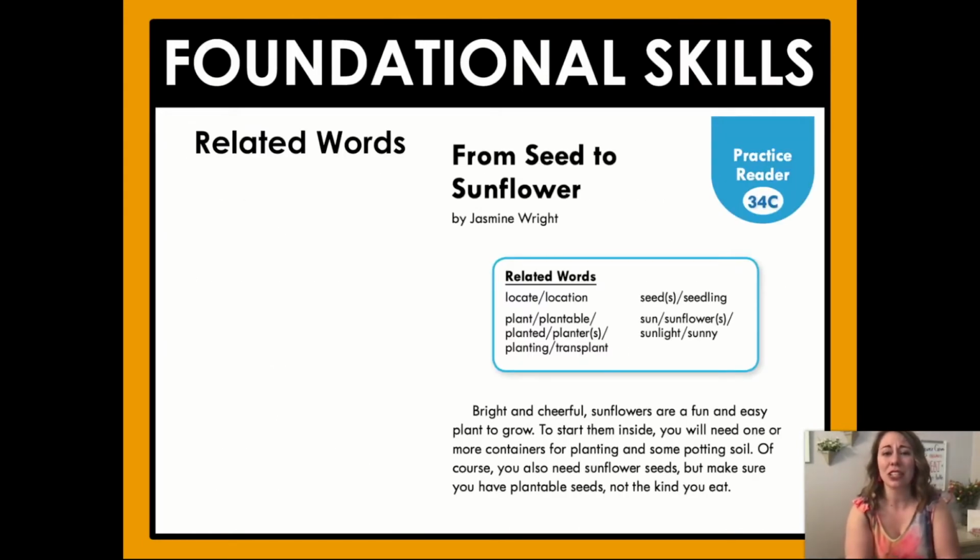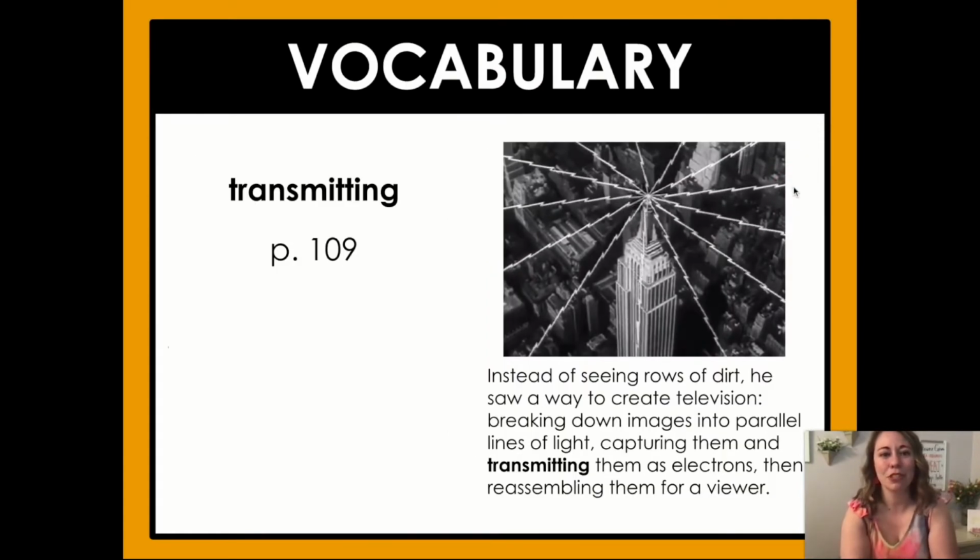Looking at our foundational skills today, you just have some related words. So you can remember that related words have the same root or base word. So we have locate and location, plant, plantable, planted, planters, planting, and transplant. Notice that all of those words have the root word of plant. And then we have seeds and seedling, sun, sunflowers, sunlight, and sunny. I hope it is a sunny day wherever you're at. So let's go ahead and move to our vocabulary.